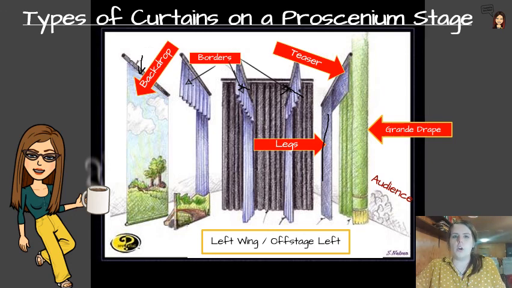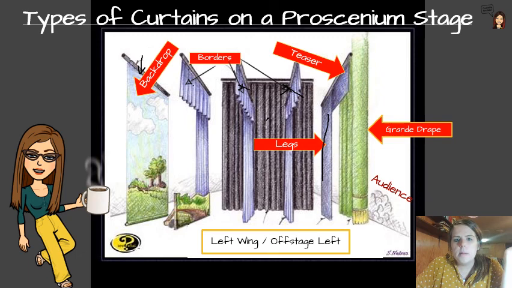All of these curtains are intended to mask, cover things up, and also for sight lines. If someone is standing in the wings and watching, we want them to be covered up. If they're waiting in the left wing, we want them to be covered up. We don't want the audience to see what is happening backstage, because 9 times out of 10 it's crazy. So these curtains are intended to mask what's going on backstage.